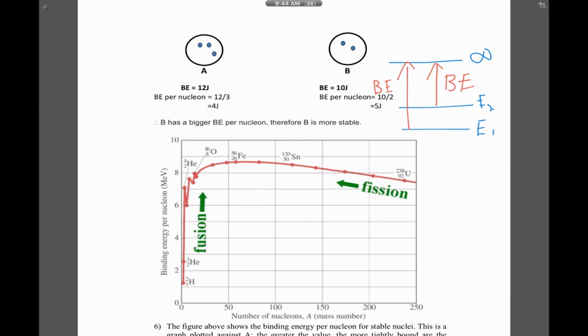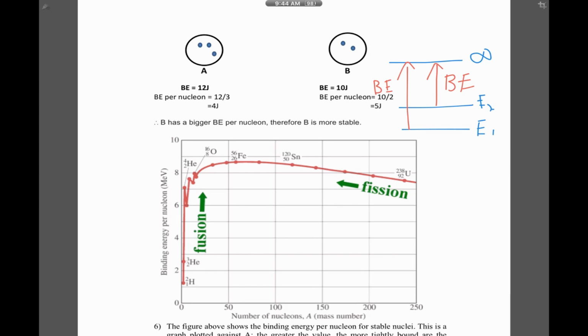But if you look at binding energy per nucleon, that means you take the binding energy divided by the number of nucleons. You will get 12 divided by 3, you get 4, right? And for this, you take 10 divided by 2, you get 5. So which one has higher binding energy per nucleon? You have B. So therefore, which is more stable? B.